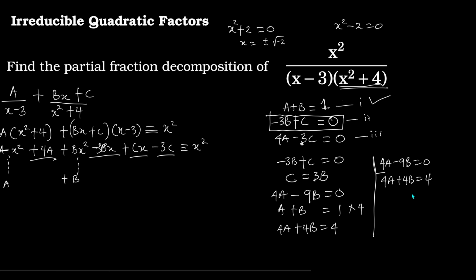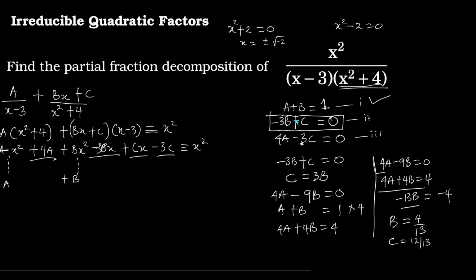So when you subtract, you have negative 13b equals negative 4. So b equals 4 over 13. Now if b equals 4 over 13, obviously we can see that c is 3b. So if c is 3b, it's just going to be 12 over 13. We just multiply this by 3.